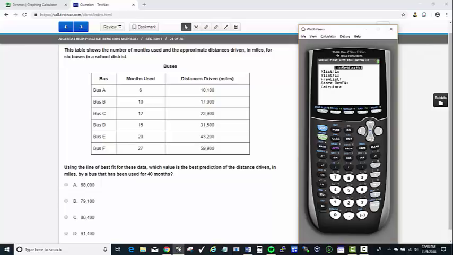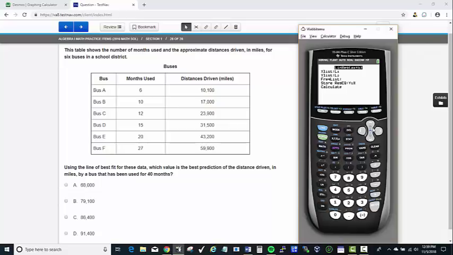Now, x list is my L1 where my x values are. L2 is my y frequency list. Now, store reg EQ. I'm going to do something here that maybe your teachers have shown you. If not, first time you see it, take this. You can use this. Under store reg EQ, I'm going to hit the vars key. Right arrow once to y vars, hit function, and then hit 1. What that does is when I calculate the value, it will automatically transfer it over into the graphing mode in Y1 for me so that I can graph it.